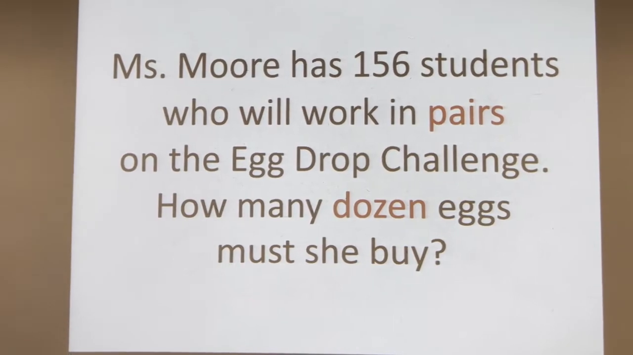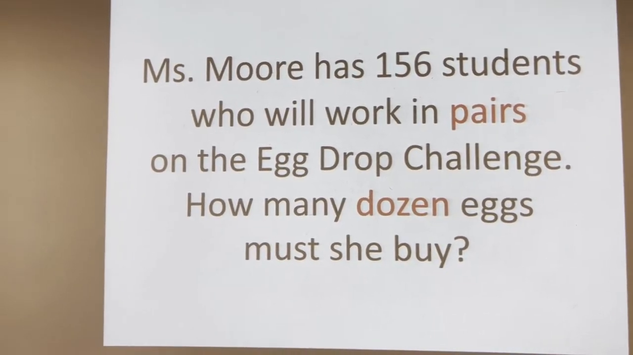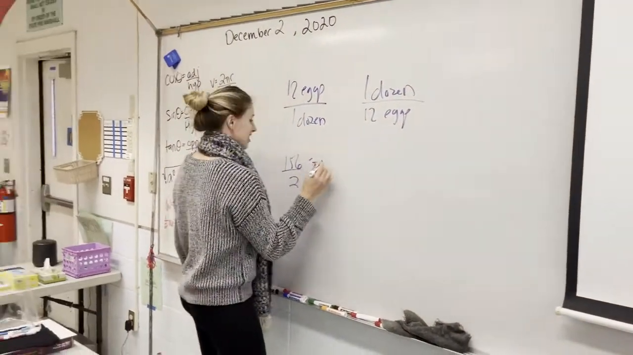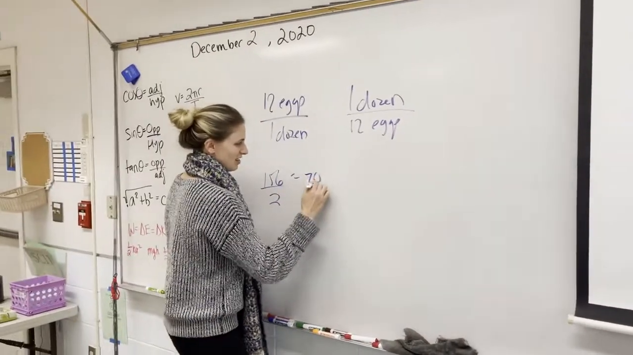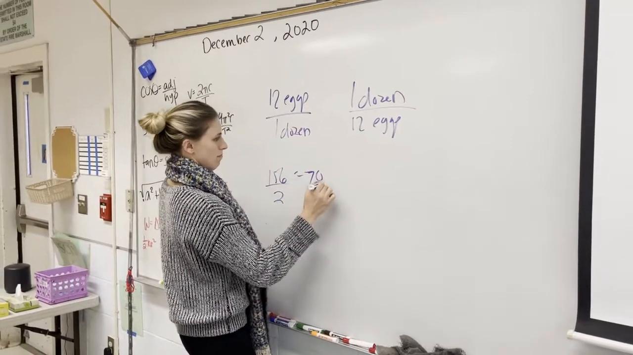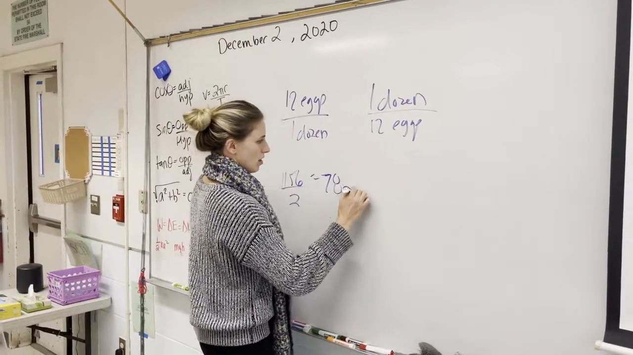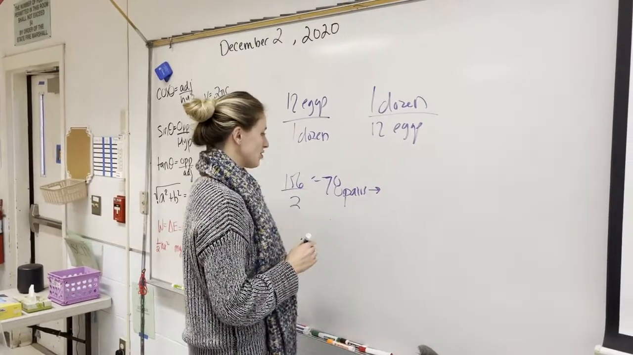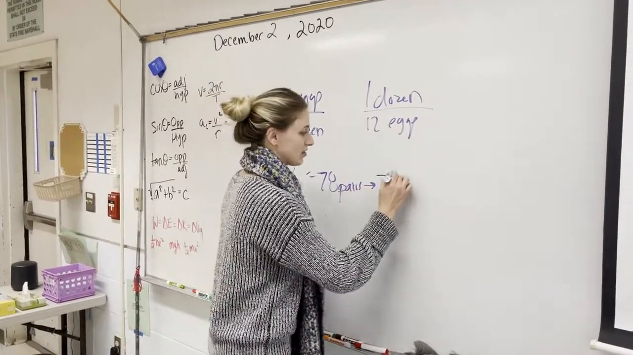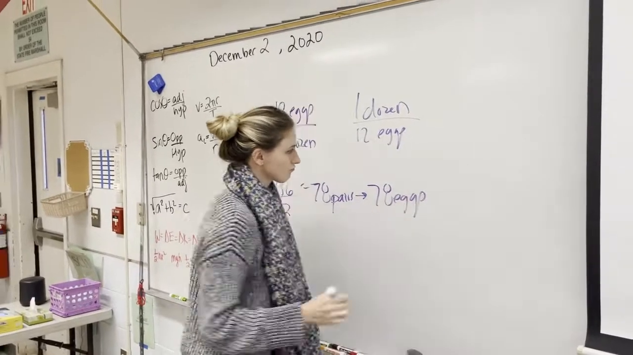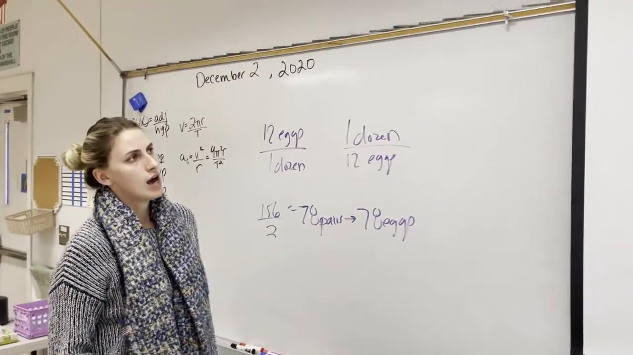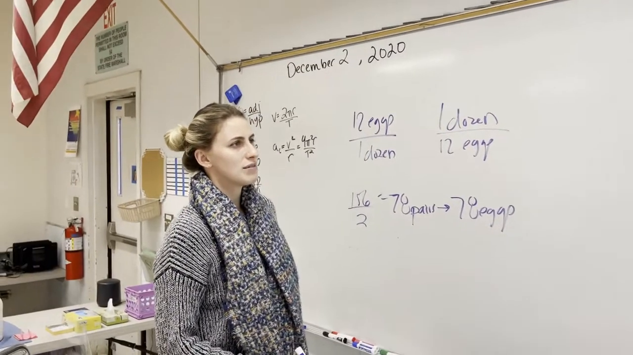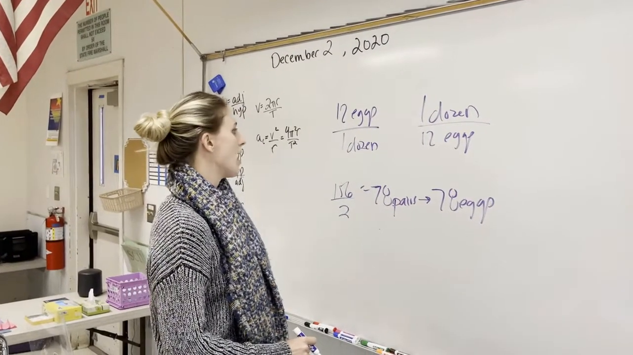Well, first of all, if they're working in pairs, how many eggs are they going to need? Okay, if they're working in pairs, 156 divided by 2 gets me 78 pairs, right? Yes. Which also means that we're gonna have to buy 78 eggs, right? Close. Okay. So if I have 78 eggs, how many dozen eggs must I buy?